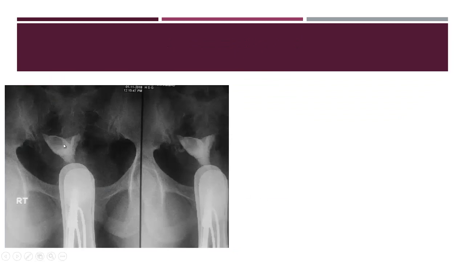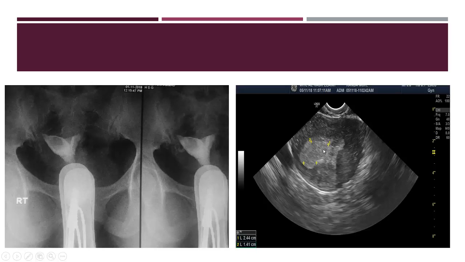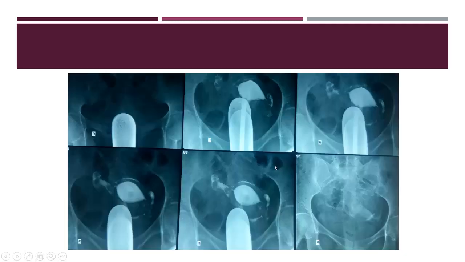Here there is another polypoidal lesion. The uterus appears as if it is septated, and on ultrasound it is not septated, but this is a polyp seen in the right corner of the uterus. So this is another endometrial polyp.